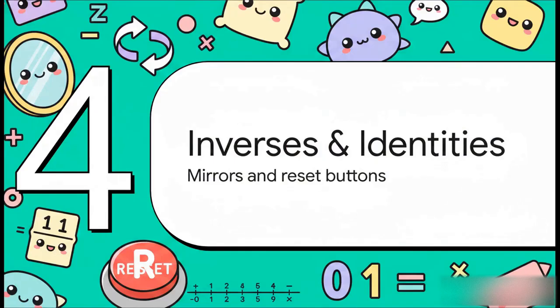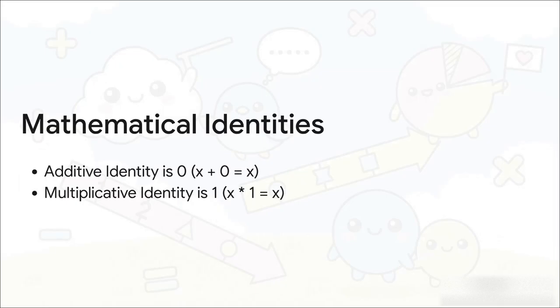Okay, Section 4, inverses and identities. I like to think of identities as mathematical mirrors. If you want a rational number to keep its exact identity, its additive identity is simply 0. You just add 0 and the number stays perfectly itself. It's the exact same idea with multiplication. The multiplicative identity is 1. Multiply any rational number by 1 and it remains completely 100% unchanged.